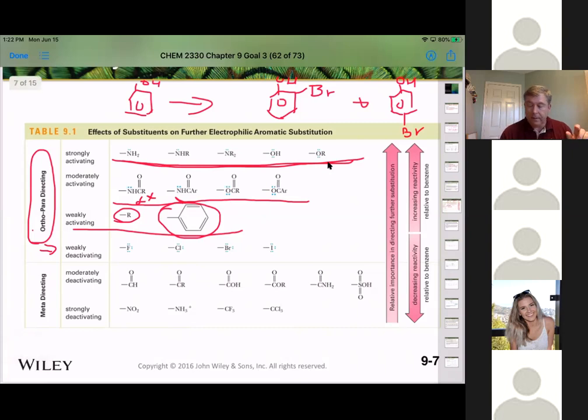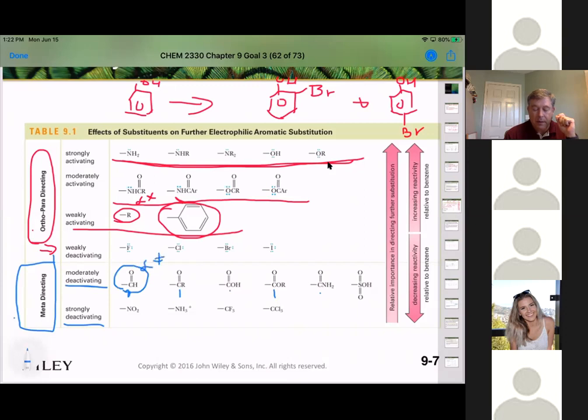Now let's look at the deactivators, and all the deactivators, all the meta directors, are deactivating, okay? And they all share the same feature, that if we look at the atom directly bonded to the benzene ring, all of them have a partially positive or a positive charge, okay? So if we think about our carbonyl, we'll learn that this side of the carbonyl is partially negative because of the lone pair on the oxygen. This is the part that's going to be partially positive.